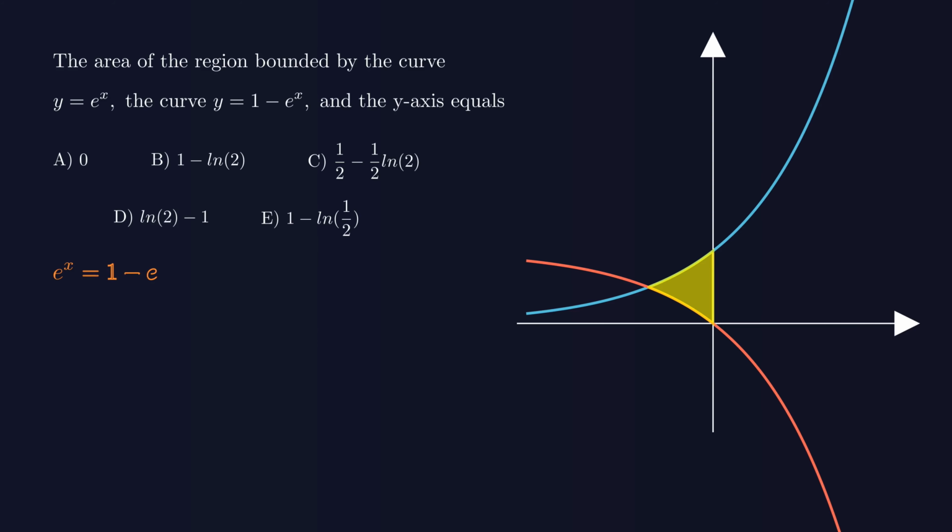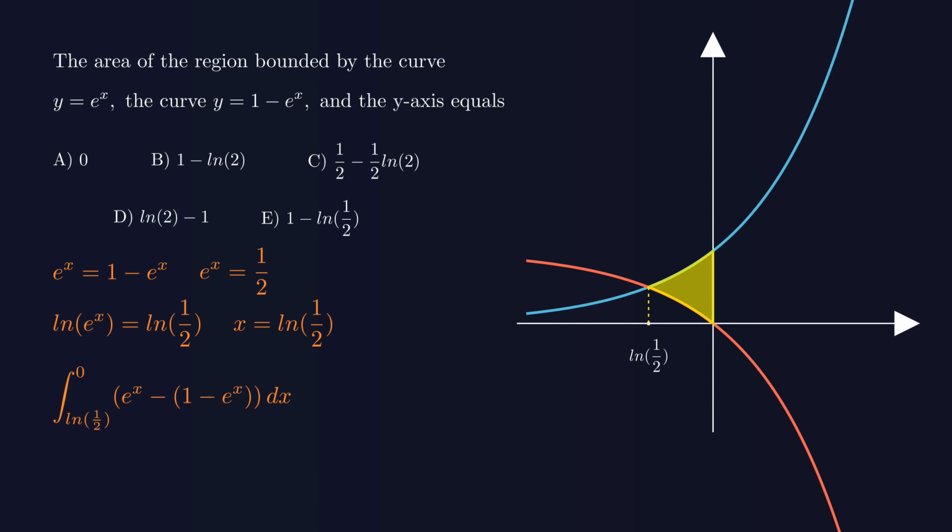So we set e to the power of x equal to 1 minus e to the power of x. If we move one of them to the other side, we get 2 times e to the power of x equals 1, which means e to the power of x equals 1/2. To find x, we take the natural log of both sides. That gives us x equals the natural log of 1/2. So this point here is the natural log of 1/2. All right, now we know our boundaries. The integral goes from natural log of 1/2 to 0, and the integrand is e to the power of x minus (1 minus e to the power of x).